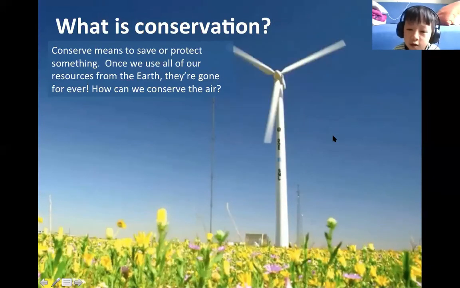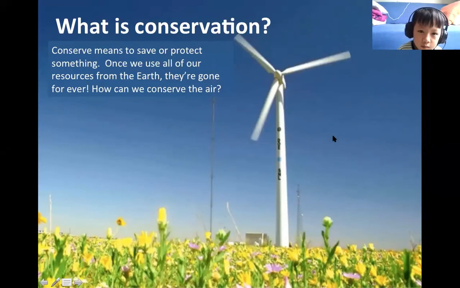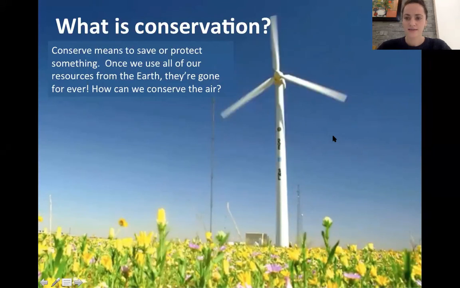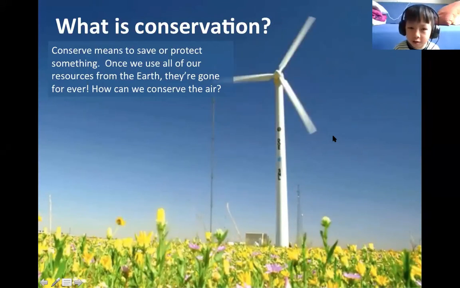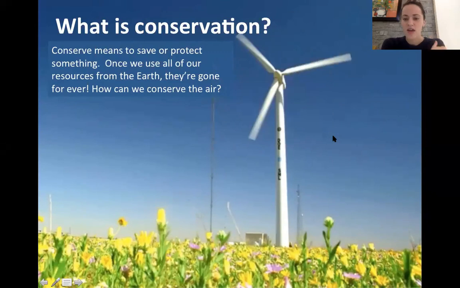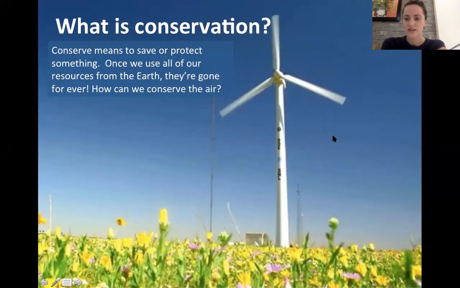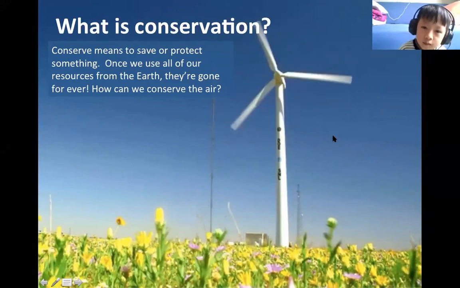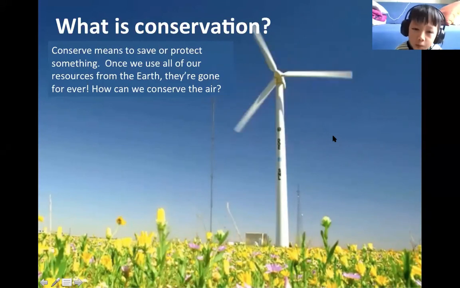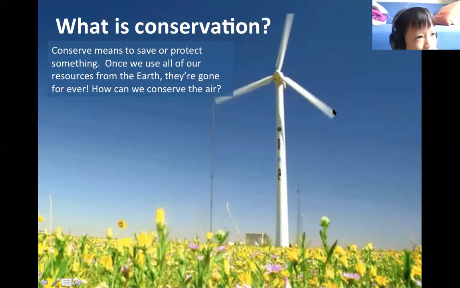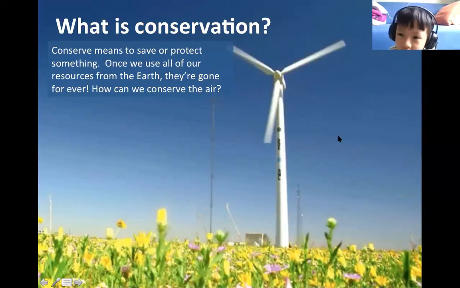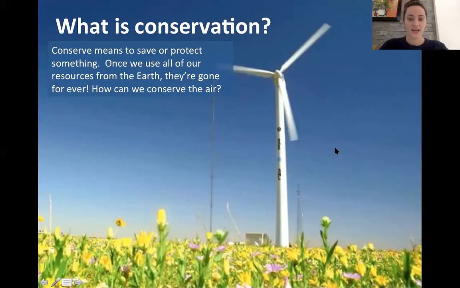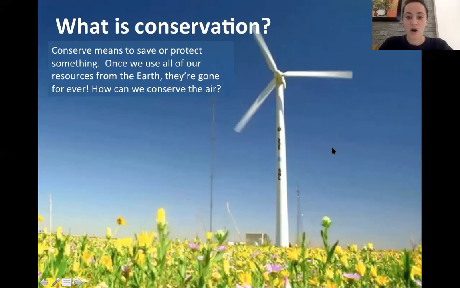We can stop. What hurts the air? What makes the air dirty or hurts it? Pollution. Yeah, so how can we conserve it? How can we save the air from pollution? We can stop making factories and cars. Excellent job. Stop making factories. Stop using so many cars.